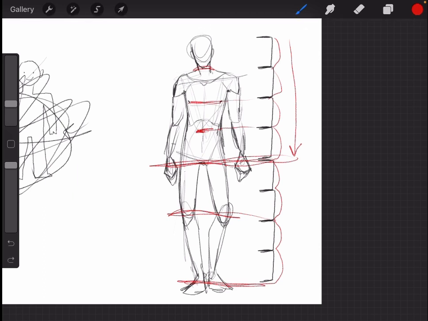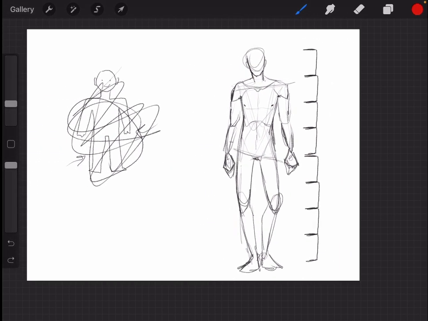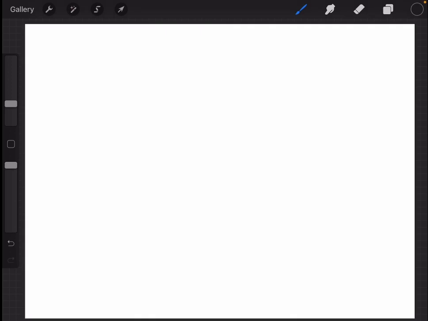So let's look at an example of what it would be like sketching out a character using this rule. Let's say you want to draw a person, and we're just going to draw them standing up straight for the sake of learning. The first thing I would do is establish the length of the head, since that's what we're going to use to measure most of it.